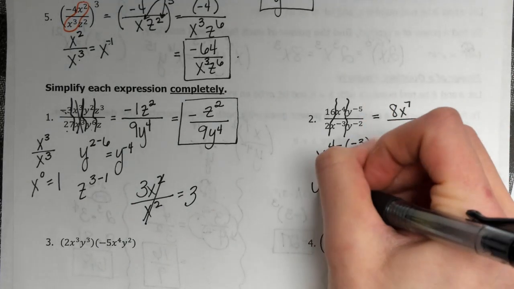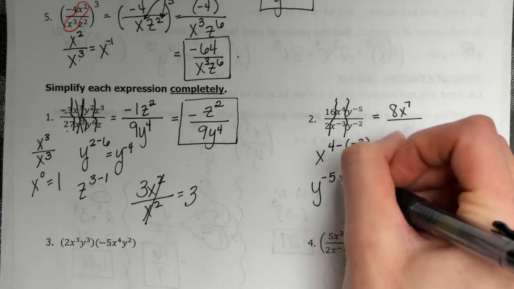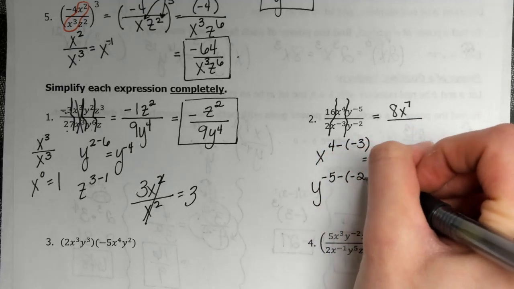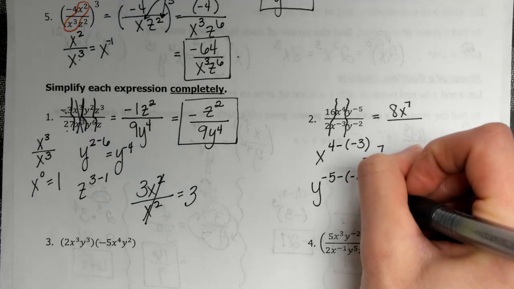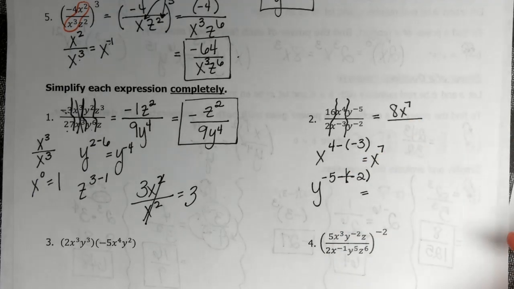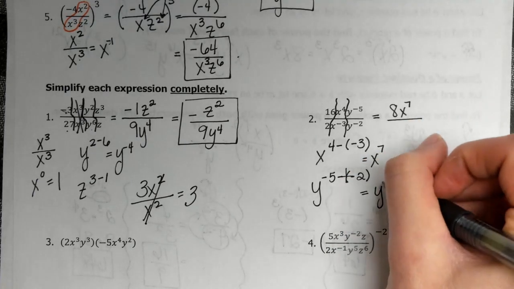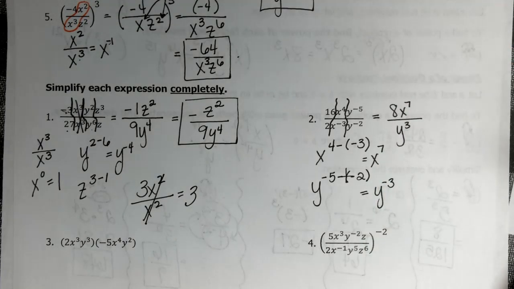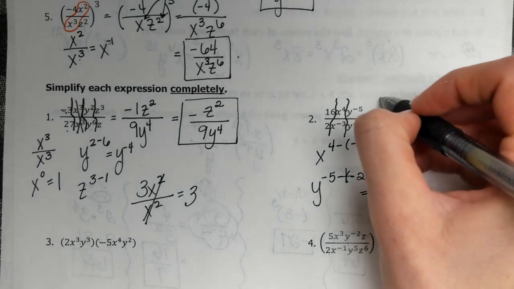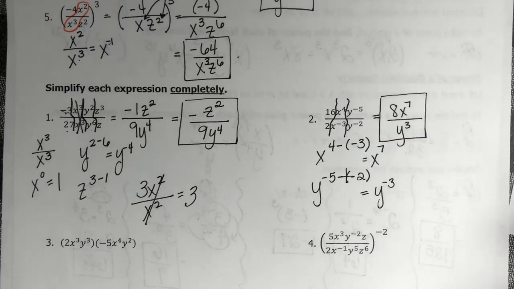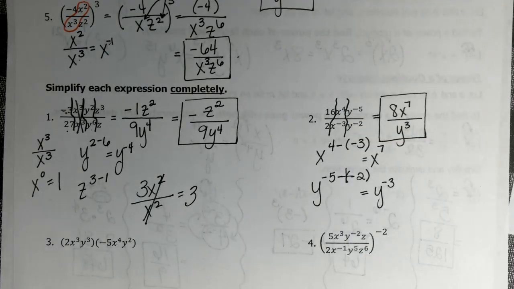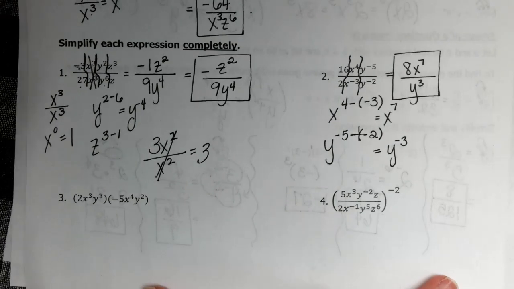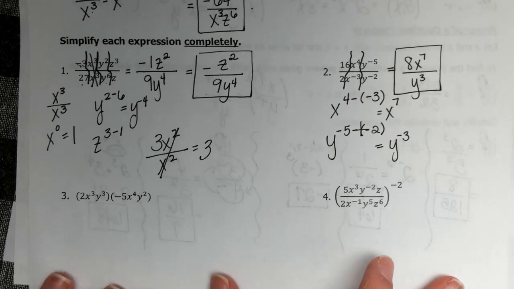And then I've got y, negative 5 minus negative 2. Just negative 5 plus 2. Negative 3, because on the bottom that's a y cubed. Very good. There's my answer. Okay, we okay with that?